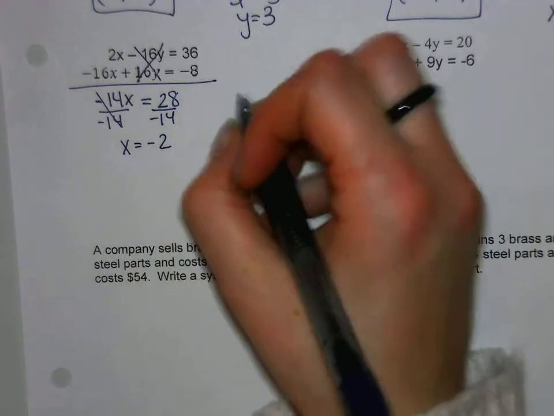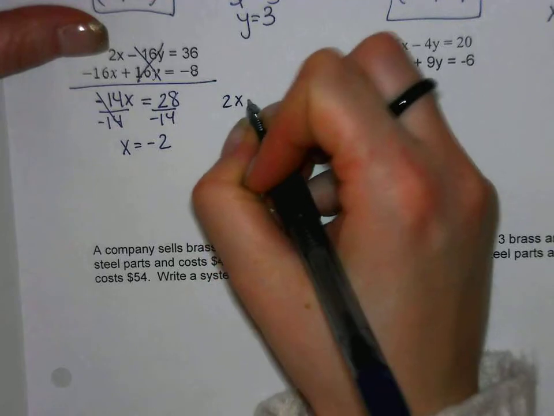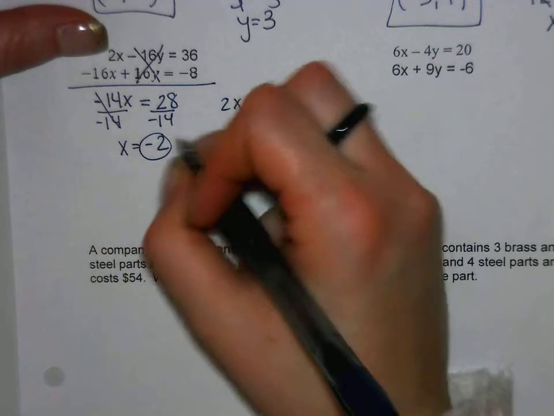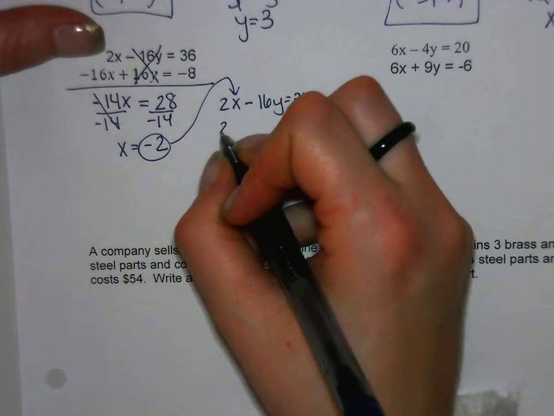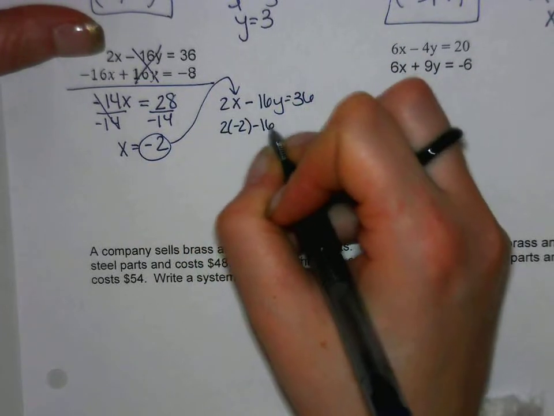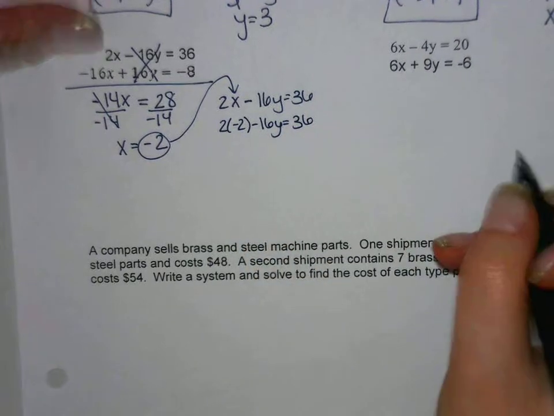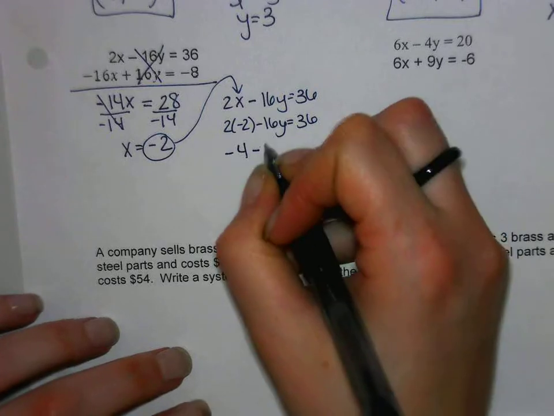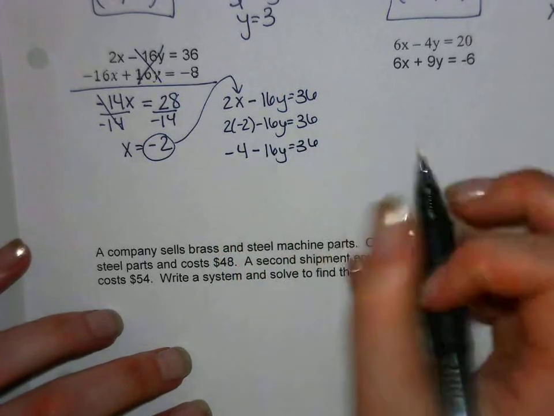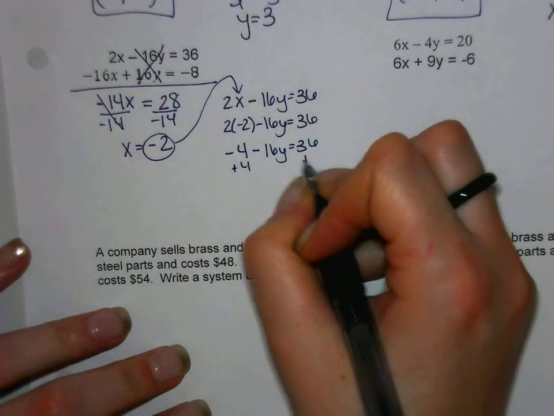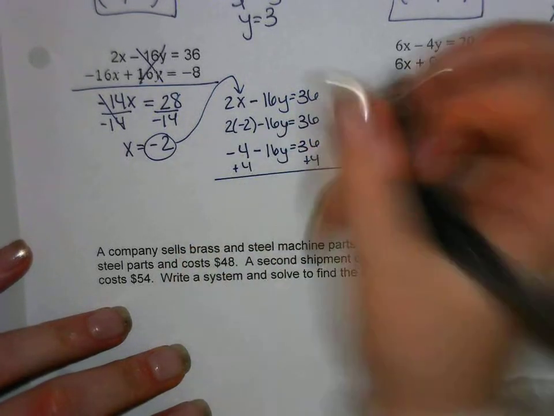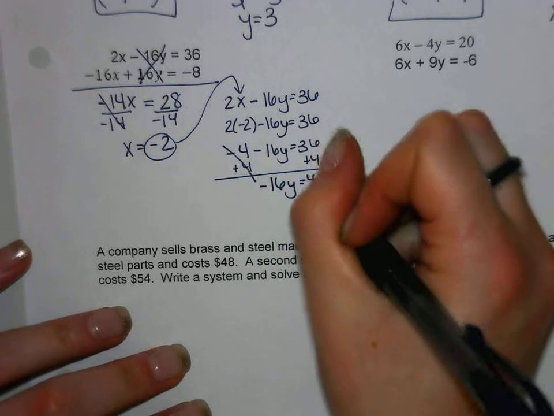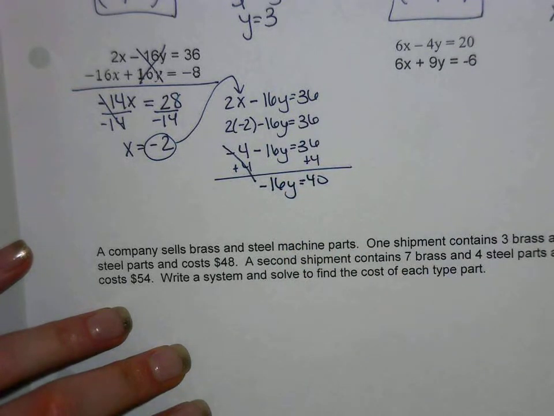So from here, I'm going to rewrite my top equation so I can substitute in what x is and find what y will equal. So x is a negative 2. So 2 times negative 2 minus 16y equals 36. 2 times a negative 2 is a negative 4. Minus 16y equals 36. So I can add 4 to both sides. Negative 4 plus 4 is 0. So negative 16y equals 40. 36 plus 4 is 40.